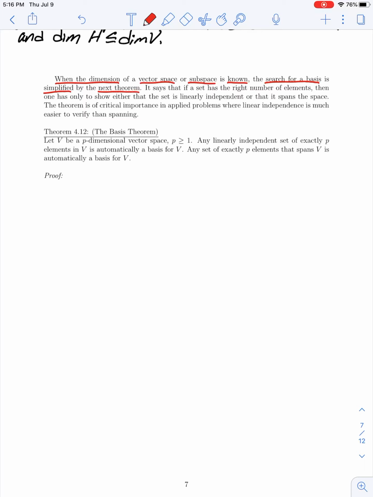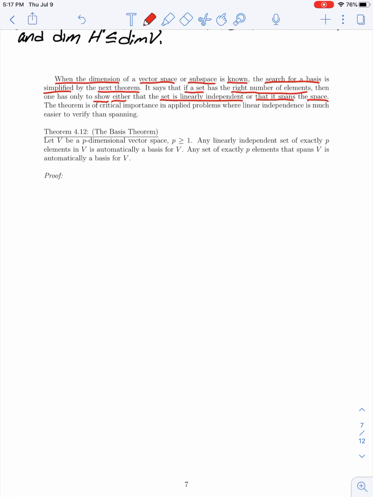So in particular, this next theorem will say if we have a set which has the right number of elements, then we only have to show that either that set is linearly independent or that that set spans our vector space. If we're interested in finding a basis for a vector space or a subspace, we would have to find a set of vectors which is a spanning set for that space, and it's linearly independent.